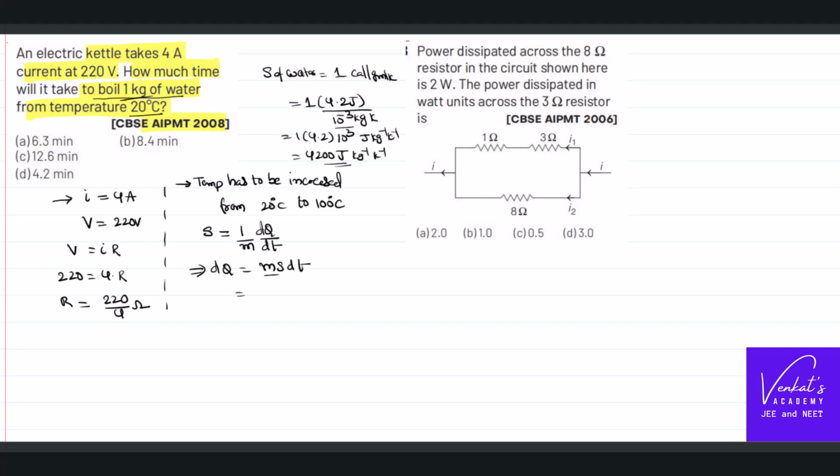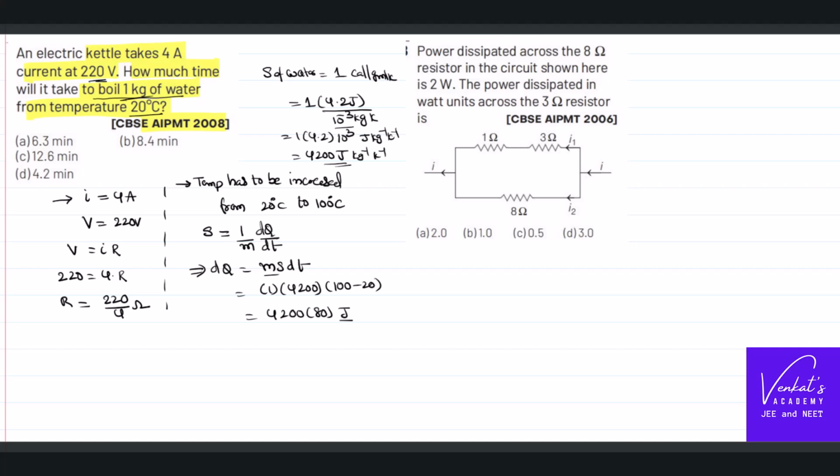Mass of water is given for you as 1 kilogram. Specific heat is 4200 in SI system. Change in temperature is from 20 to 100, that is 100 minus 20. So dq required is 4200 into 80 joules. This much of heat is required. Who will give this heat? This heat is given by the power supply, that whatever is available through the kettle.